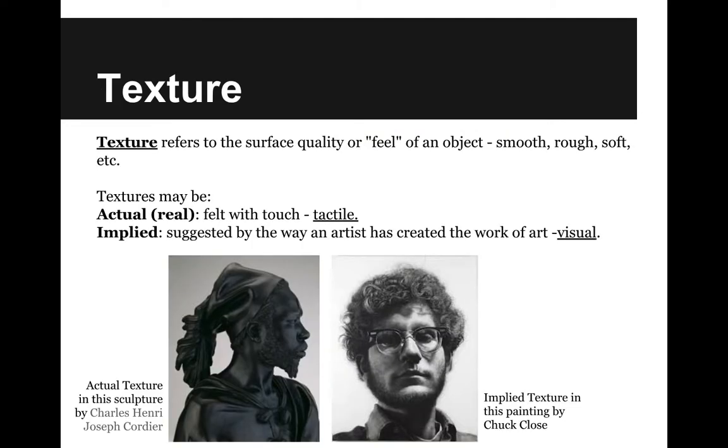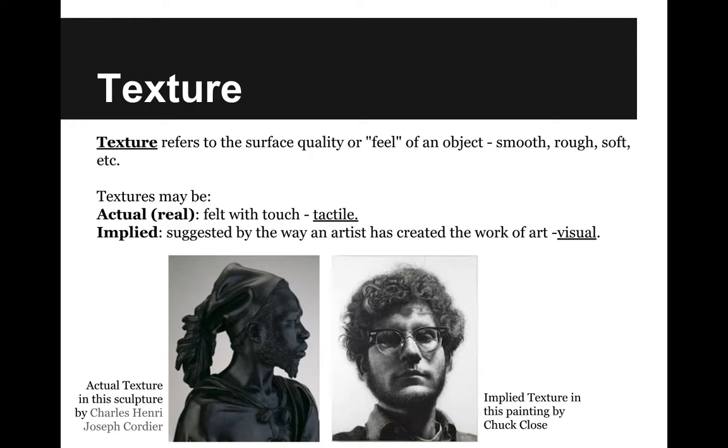Okay, page 3 is texture. Texture refers to the surface quality or feel of an object, literally how it feels. Is it rough, smooth, soft, etc. There's two different types. Actual texture, like literally real, you can touch it with your fingertips. We also call that tactile.